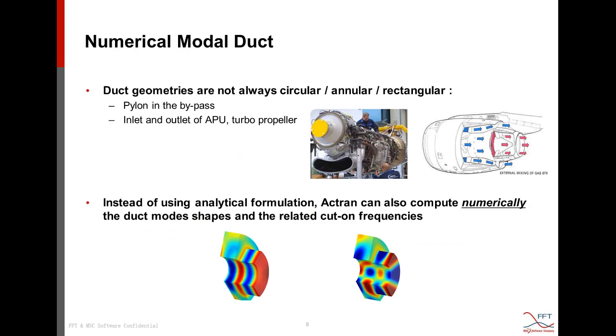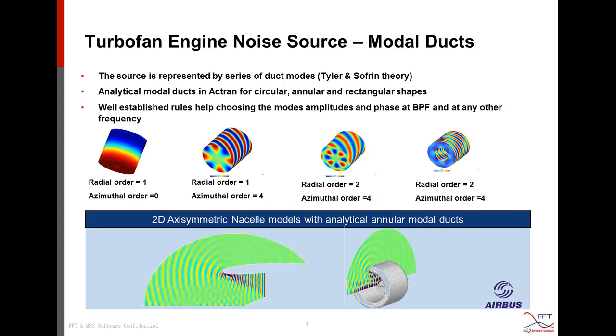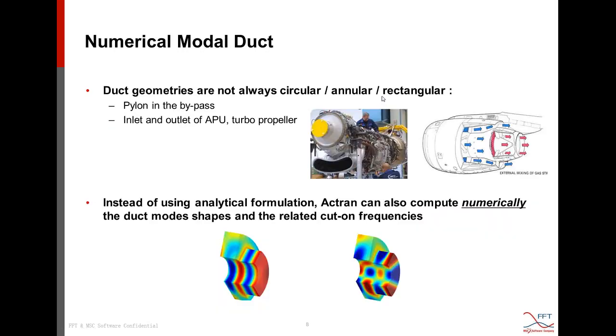Now, sometimes, sorry, I didn't mention this one. In Actran, we can plug the modal ducts of three types of geometries: the circular one, or the annular one, like this one in the real fan design, or rectangular shapes. But sometimes we will have geometries or shapes different from these ideal shapes.